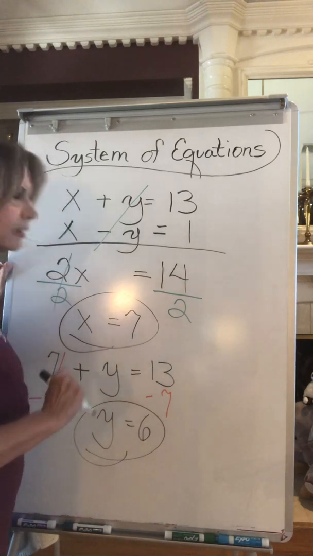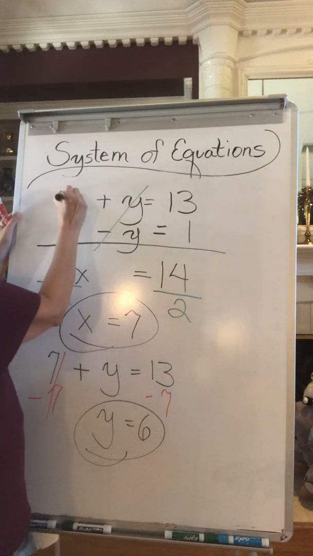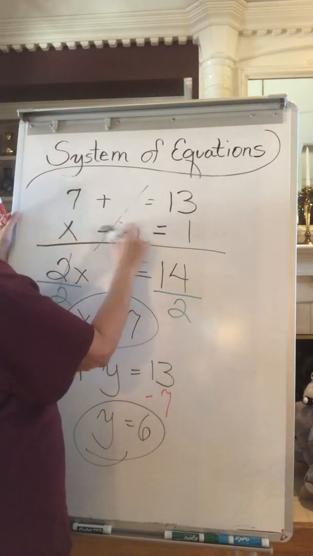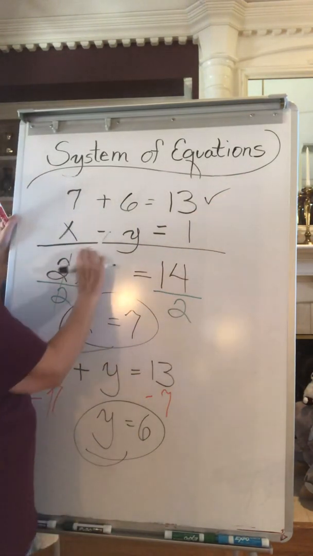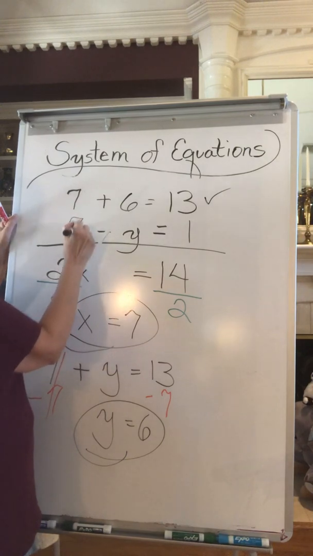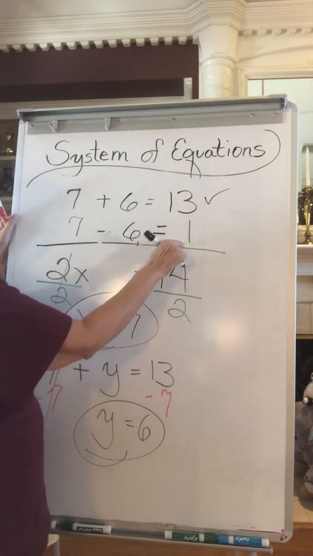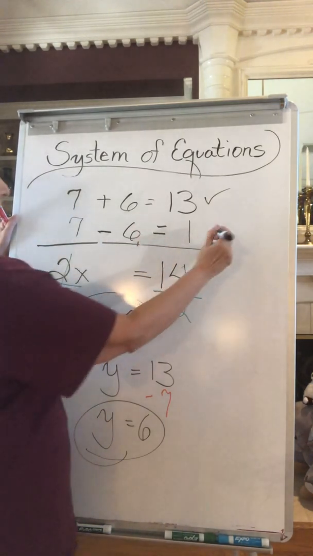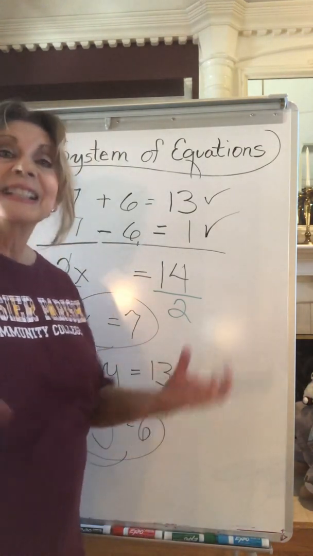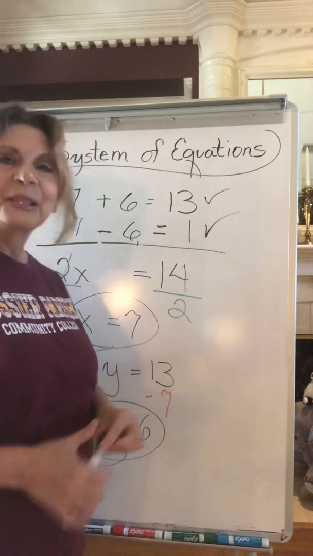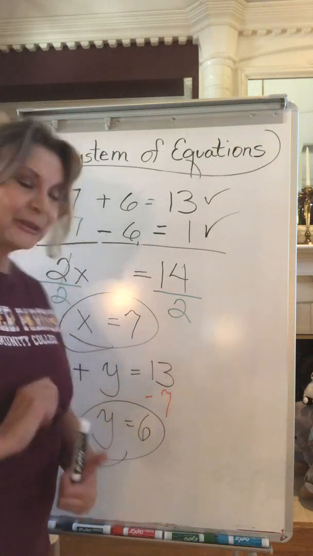Let's see if it works. Let's go back up here and check ourselves. So if x is 7 and y is 6, that works, correct? Let's try the next one. x is 7 minus y is 6 equals 1. 7 minus 6 equals 1, works in both equations. So we have solved that system of equations. When you see something like that, you go, huh, easy peasy, I can do that. Let's do another one.